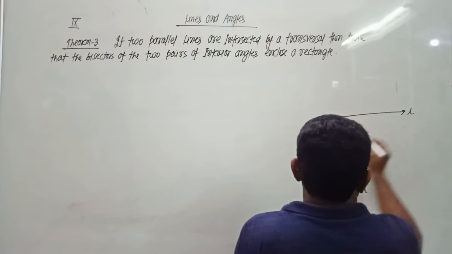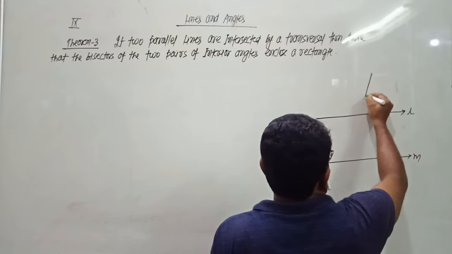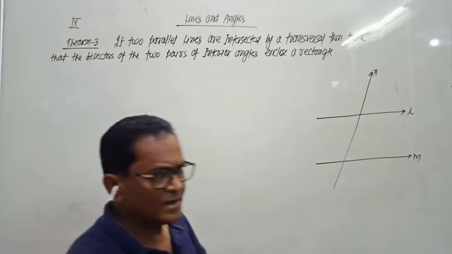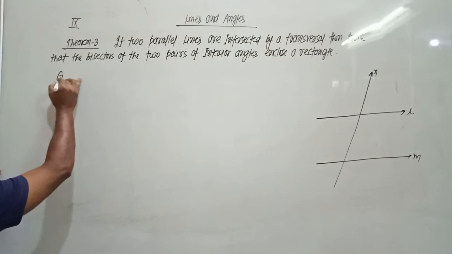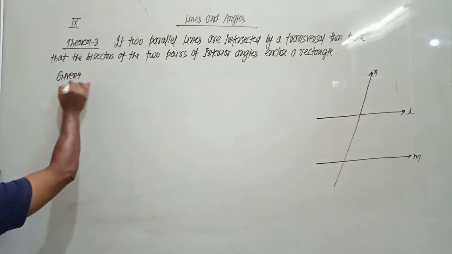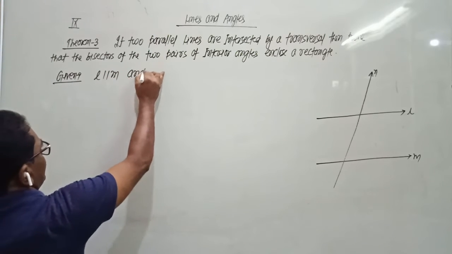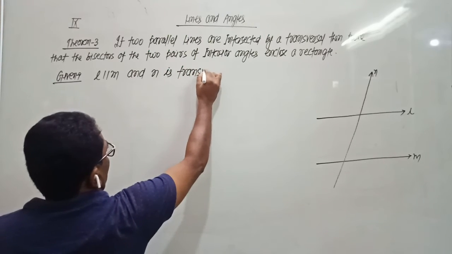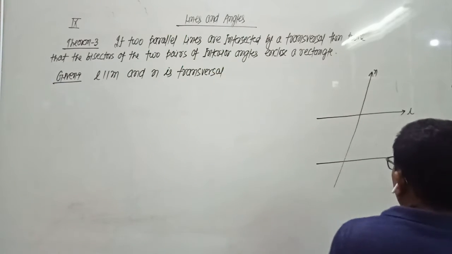Let there be two parallel lines L and M which are intersected by a transversal N. Given: two parallel lines L and M intersected by transversal N. So we write given: L is parallel to M and N is transversal.